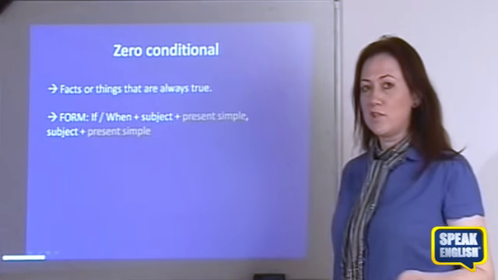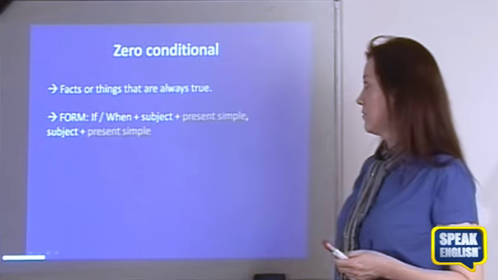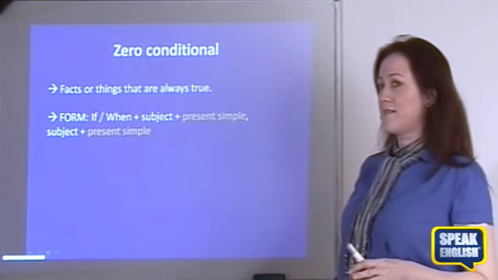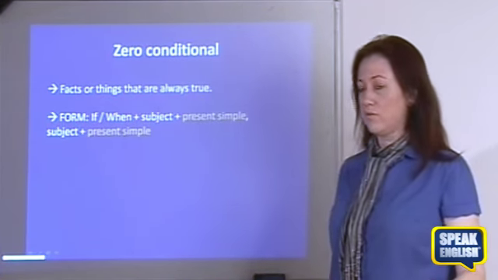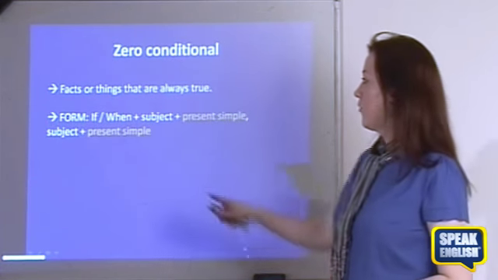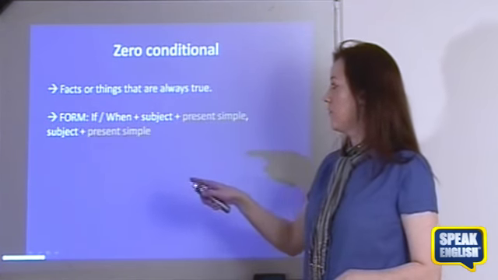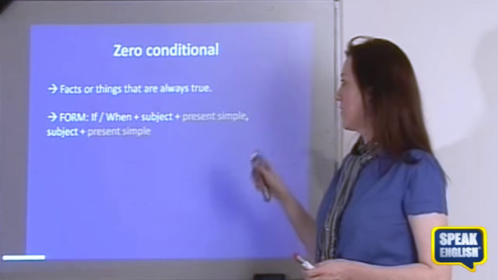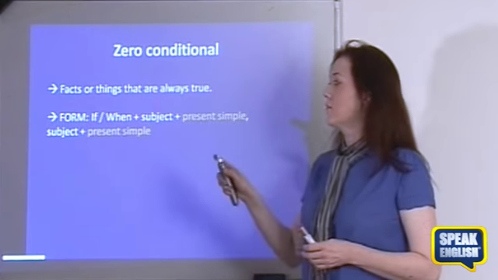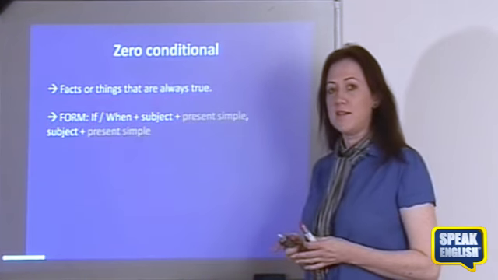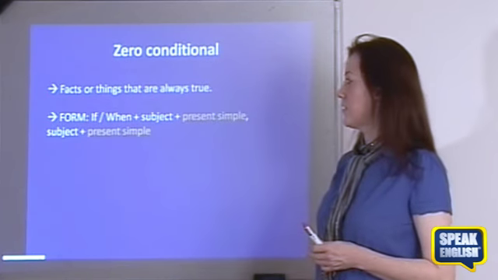The first conditional we're going to look at is called the zero conditional. And this is about facts or things that are always true. The form is if or when plus subject plus present simple, with subject plus present simple. Very easy one to remember. Let's look at some examples.